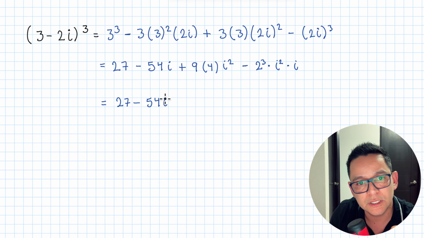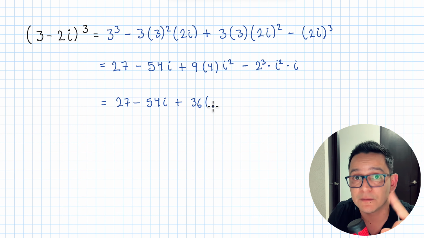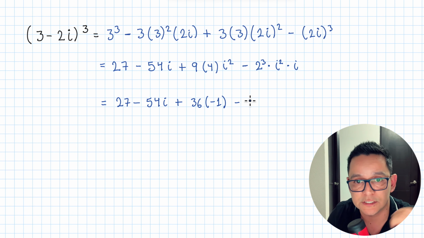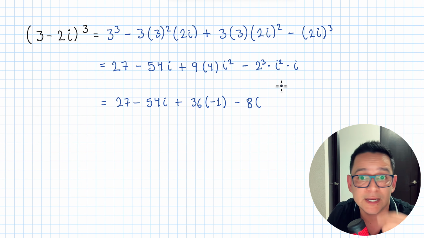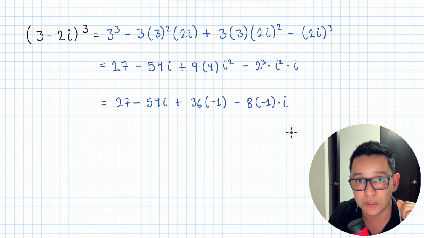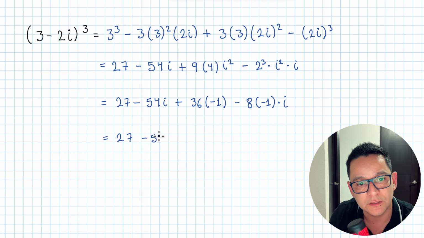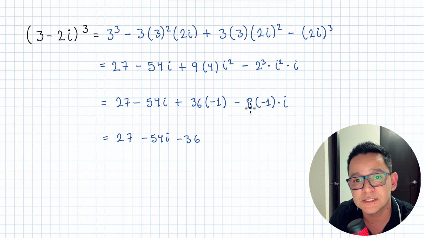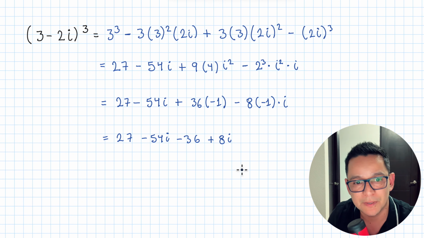Here we have 9 times 4, which is 36, and we're going to multiply this by i squared. But we agreed that this was -1. Then it's minus 2 cubed, which equals 8, and I'm going to multiply this by i squared. We agreed that it was -1. And finally, this is multiplied by i. So I end up with -54i. And then here we have 36 times -1, which gives me -36. And here we have -8 times -1, which gives me +8. And we add the i, and we're doing well.